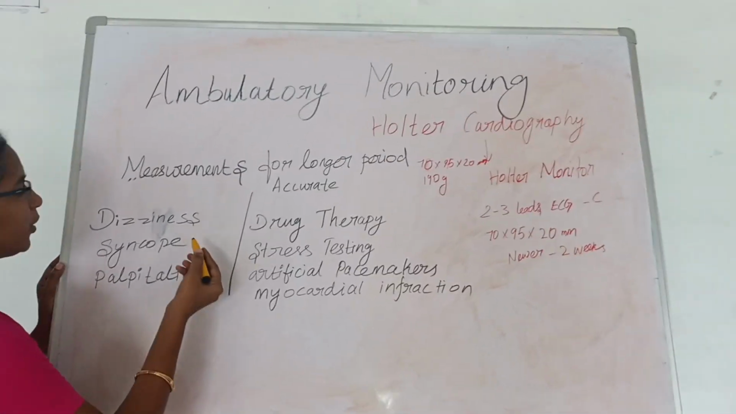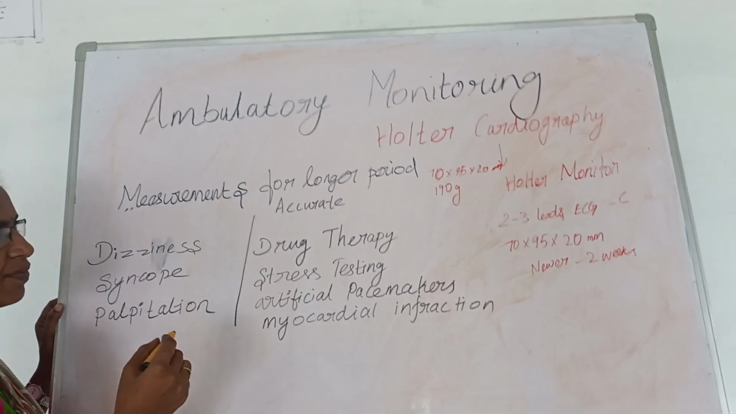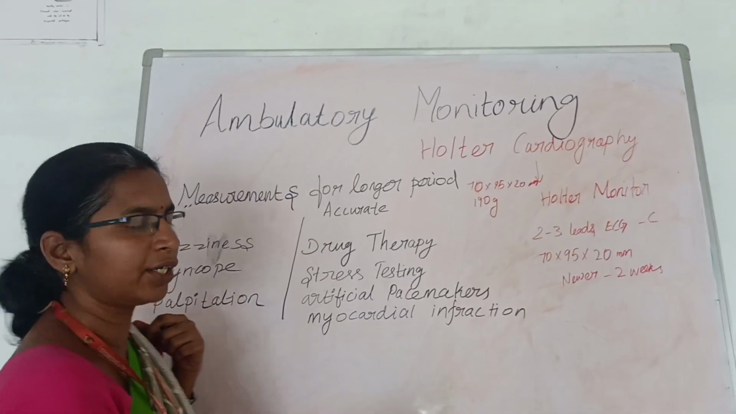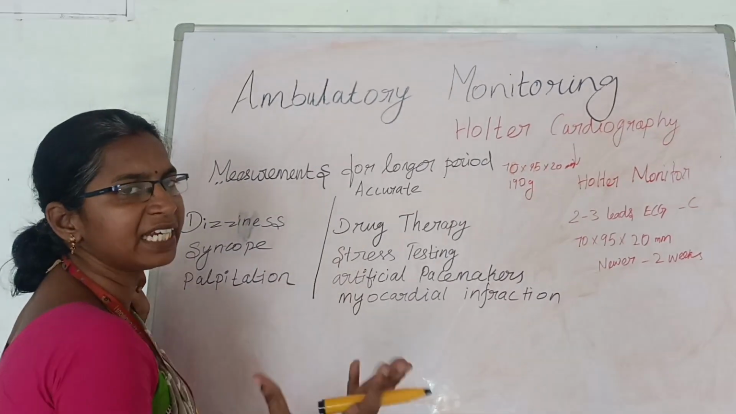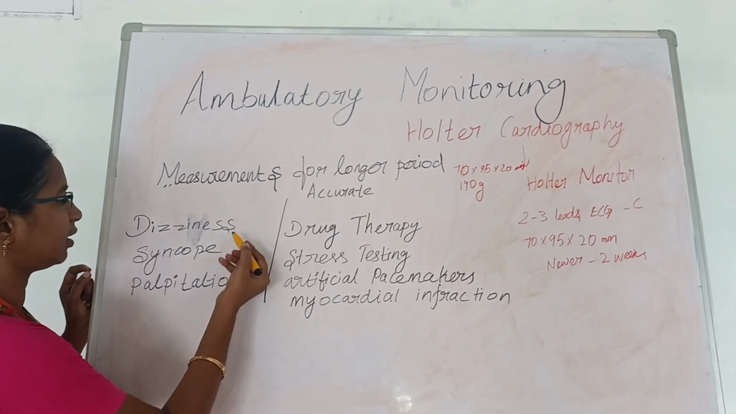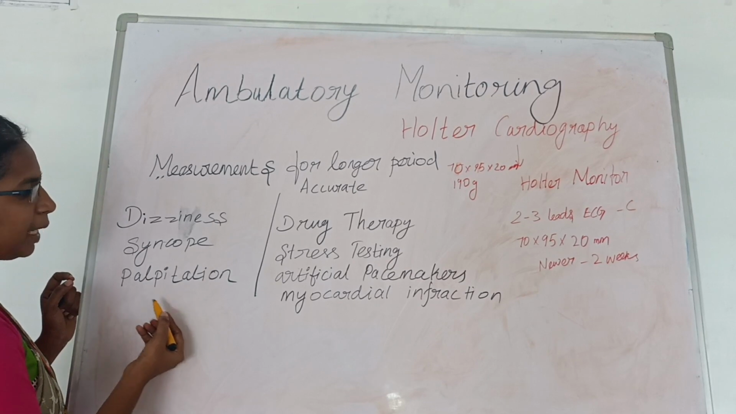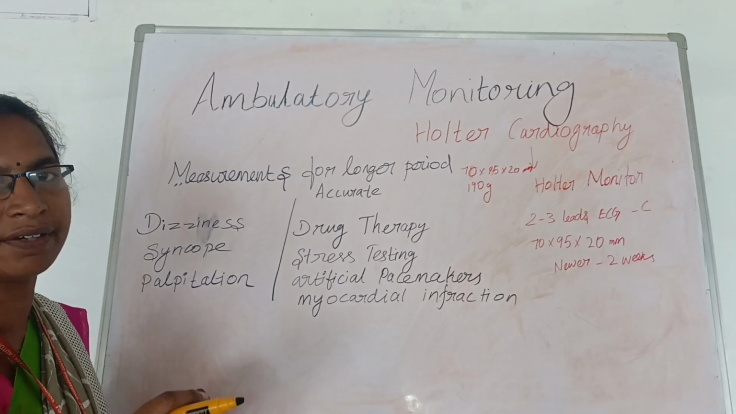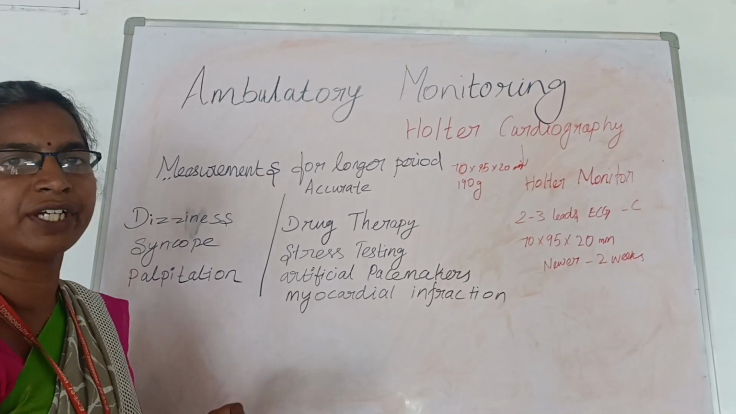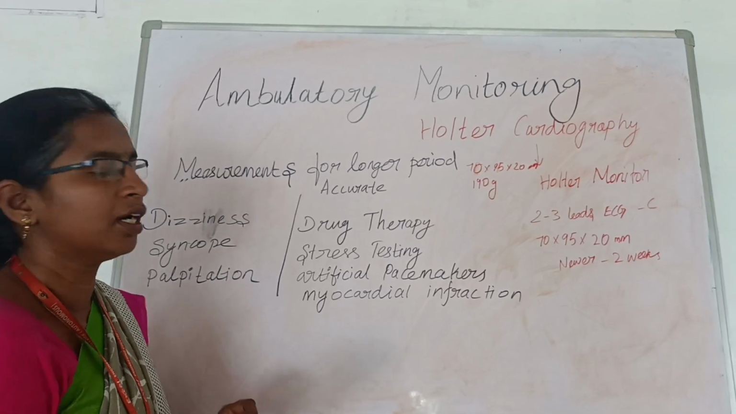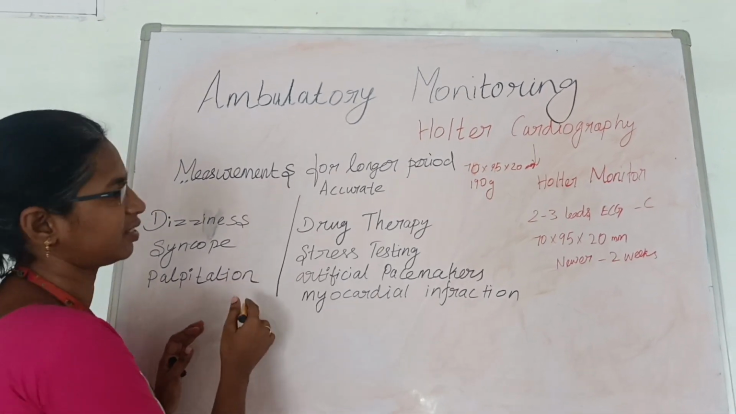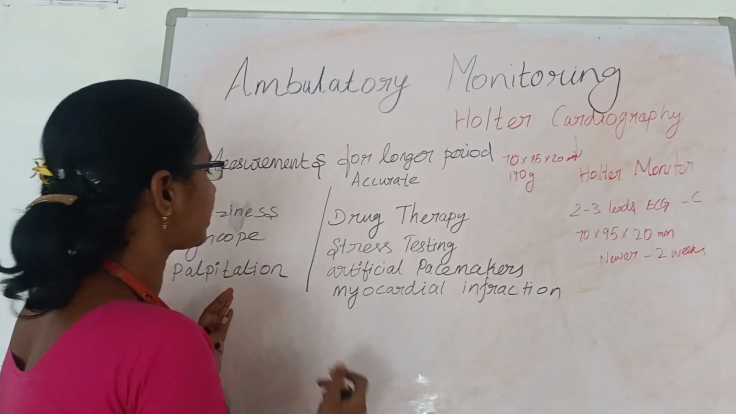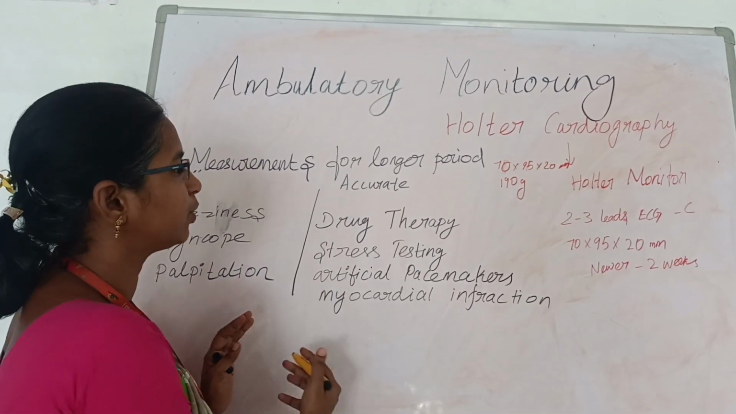This ambulatory monitoring system is not given only for monitoring those who are already settled as patients. Sometimes it may be used to identify in which situations these conditions occur: dizziness, syncope, palpitations. We know that we are unable to identify when these conditions are going to happen. So when we go for continuous monitoring, we can identify these conditions accurately, what type of activity they are involved in, and during which duration these symptoms occur in those patients.